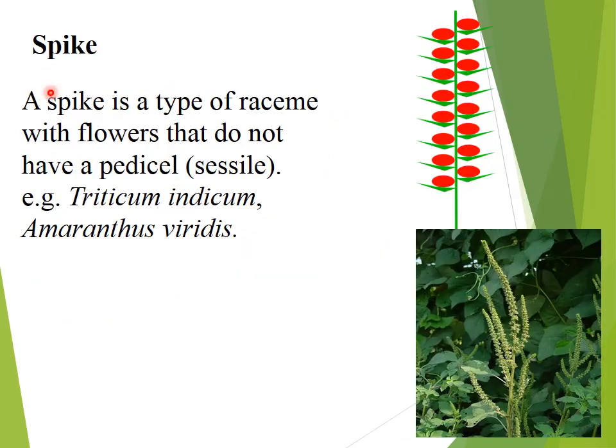Spike type of inflorescence. A spike is a type of raceme with flowers that do not have a pedicel. The sessile flowers are there. This is the green stalk or the peduncle or the main axis or the floral axis. The flowers are present at the lateral branches, but the flowers are sessile, without stalk, directly attached to the main axis. The example is Amaranthus viridis.